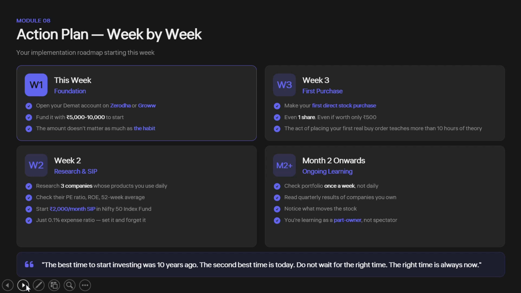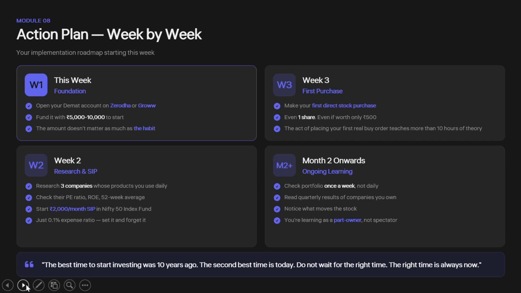Here is your action plan starting this week. Open your Demat account on Zerodha or Groww. Fund it with 5,000 to 10,000 rupees just to start. The amount does not matter as much as the habit.